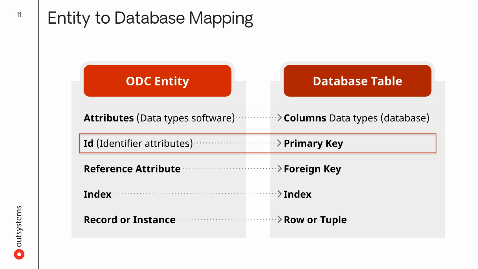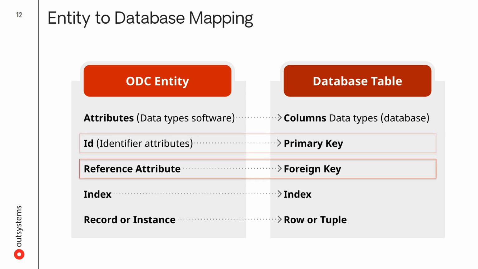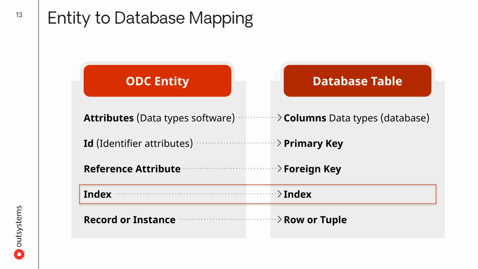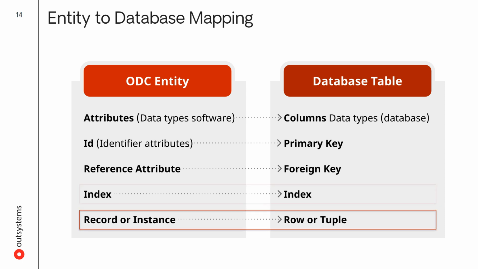Entities will end up having identifiers, which are primary keys in the database table. Entities can also have references to other entities, which we define through reference attributes. And those are foreign keys in the database. Our entities can also have indexes, which are actually an index of the database table. Finally, entities can have records or instances, so we might have multiple instances of a customer. Those are rows inside the customer table in the database, which sometimes are also referred to as tuples.